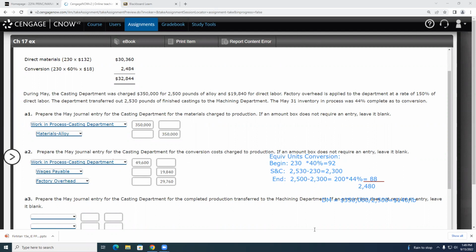And we already know the cost of the conversion work because that was what we did in A2. The cost was $49,600. And that was for 2,480 units of work, for $20 per equivalent unit. So we abbreviate that EU.